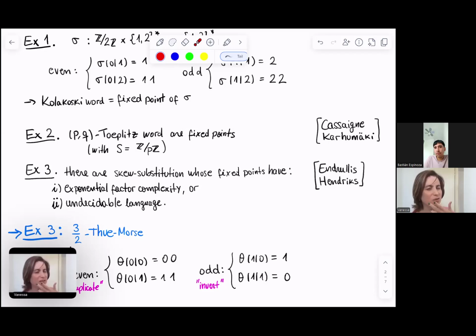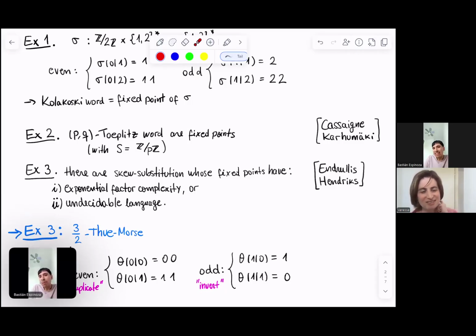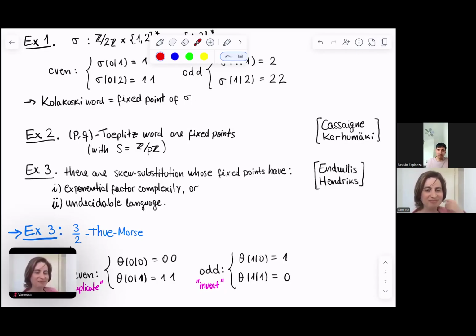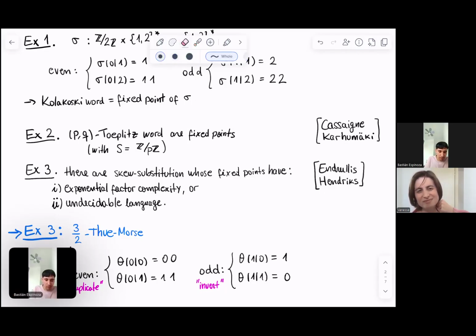Okay, somehow it's unintuitive that you can get something undecidable like this, but okay, maybe I'm missing something. Check the paper. I don't remember the details, to be honest. Okay, thank you. Yeah, well.